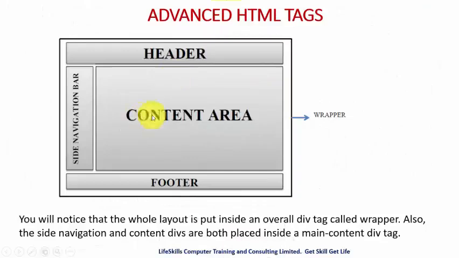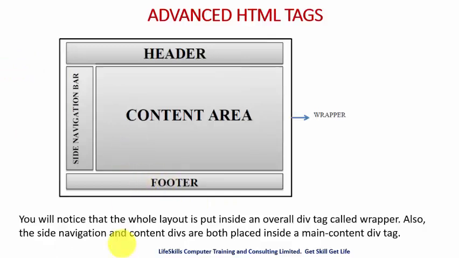These are what the physical layout will be. There is an overall wrapper for the site, there is header, there is a site navigation bar, there is a content area, and there is footer. So this is a kind of web layout that you can achieve by using div tag.